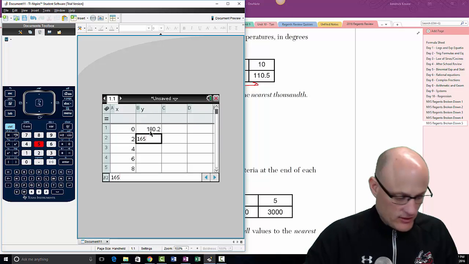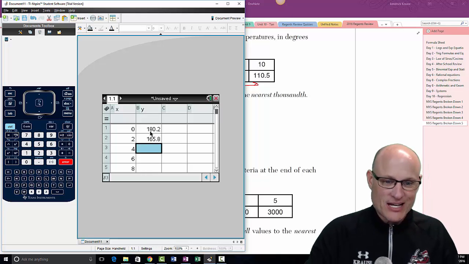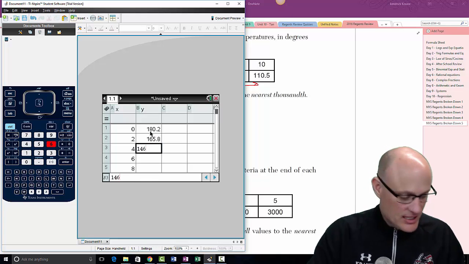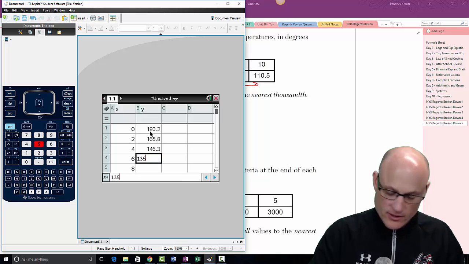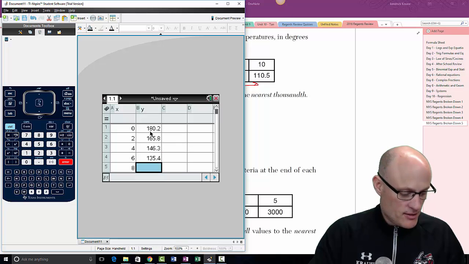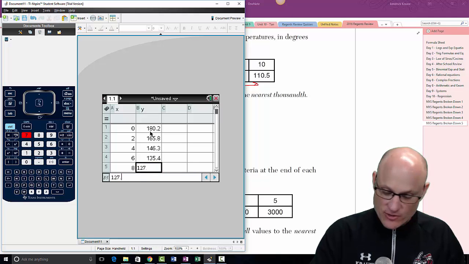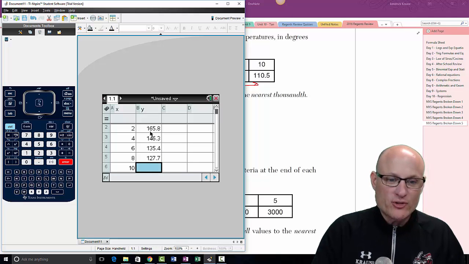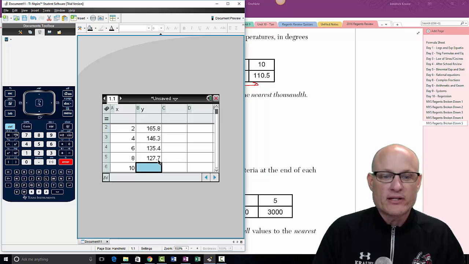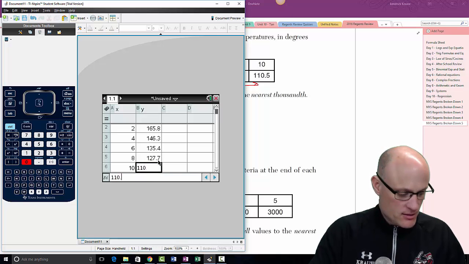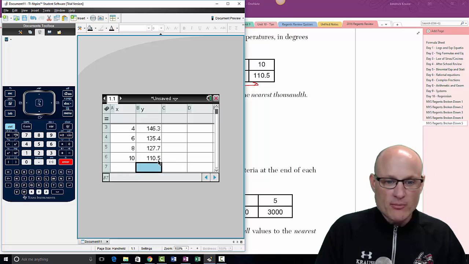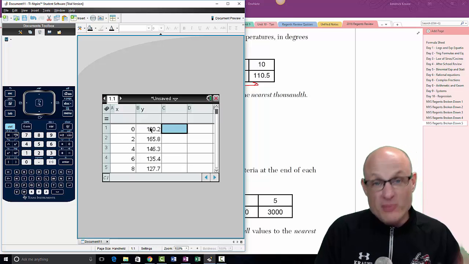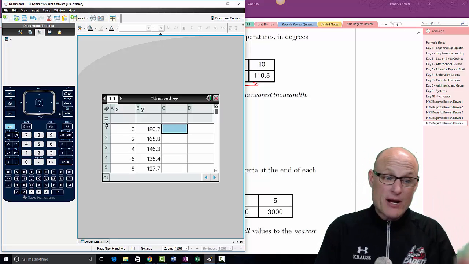180.2, 165.8. We had kids just type in, we had to figure out what they did. They just slightly typed in a number wrong. Most of the time we couldn't figure it out. And they got this wrong. I mean, you get 1 point out of 2 because you put 127.8 there instead of 127.7. I mean, that's how sensitive this is going to be. So if you type in the wrong number, you are going to get the wrong answer. So just be very careful. Test it twice. Do the problems twice.